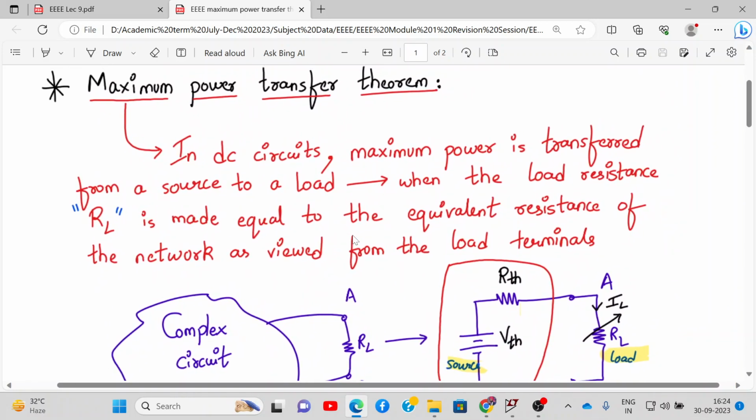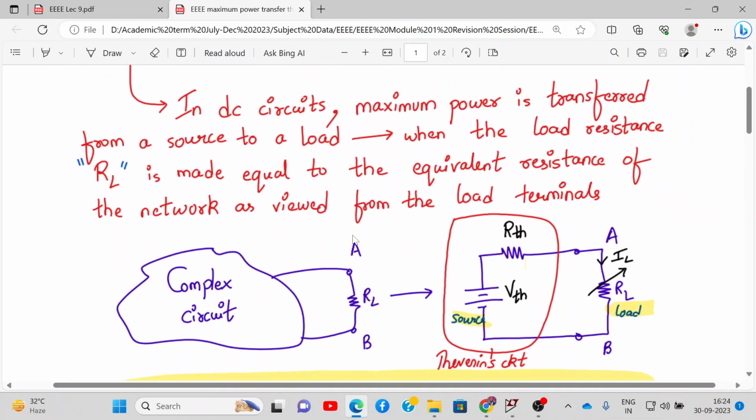Maximum power transfer theorem says that in a DC circuit, maximum power is transferred from a source to the load when the load resistance RL is made equal to the equivalent resistance of the network viewed from the load terminal, that is RTH.